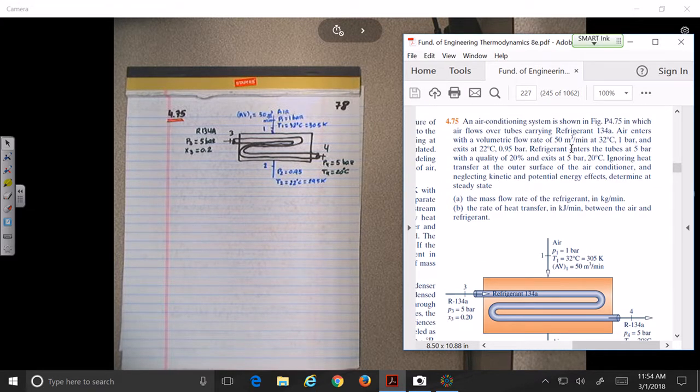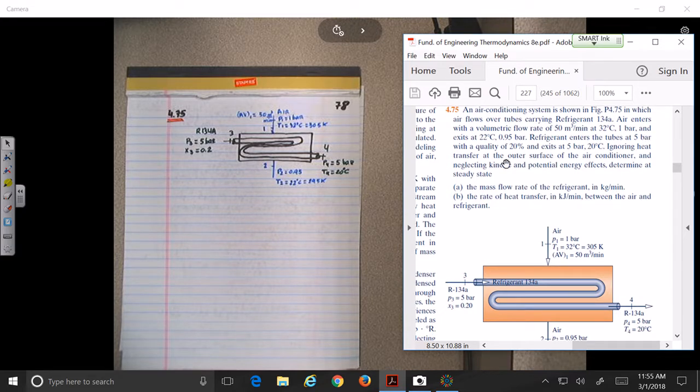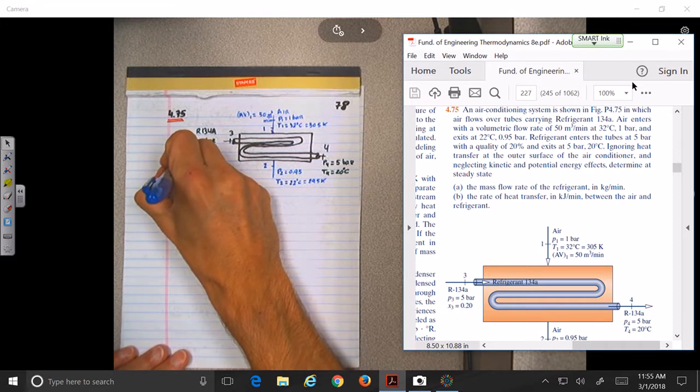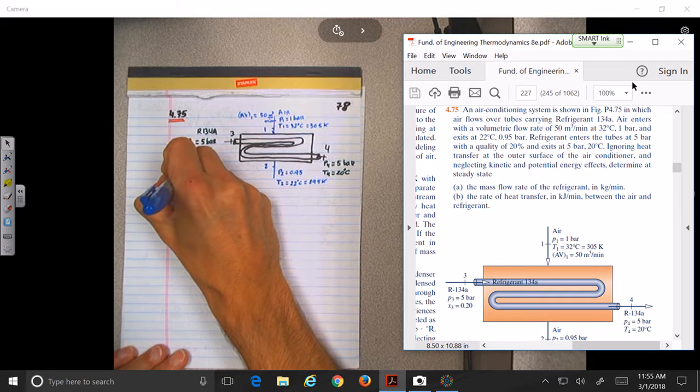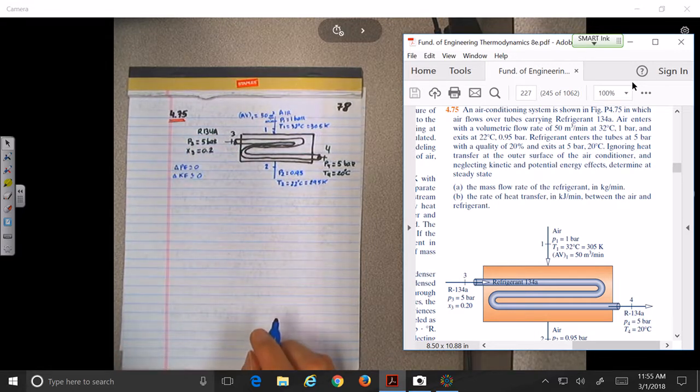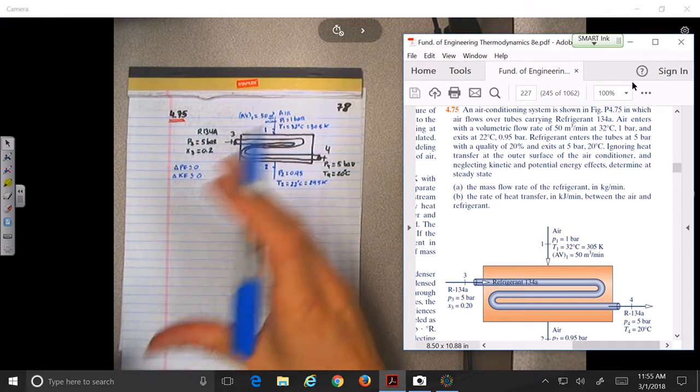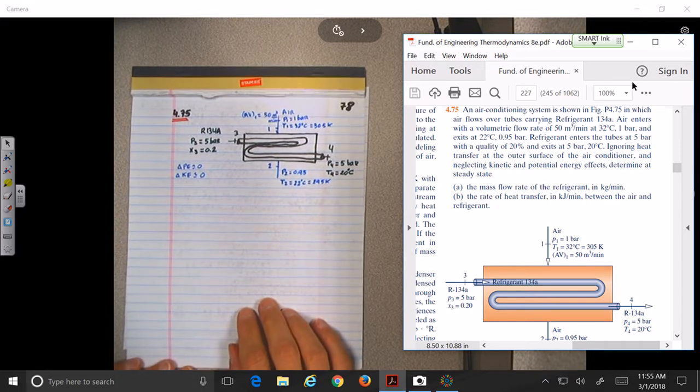So let's see. An air conditioning system is shown in figure 4.75, in which air flows over tubes carrying refrigerant 134A. Air enters with a volumetric flow rate of 50 at 32 degrees Celsius, 1 bar, and exits at 22, 0.95. Refrigerant enters the tube at 5 bars with a quality of 20 percent and exits at 5 bar at a temperature of 20. So no additional information. Ignoring heat transfer at the outer surface of the air conditioner and neglecting kinetic and potential energy effects, determine. So basically we can add over here: neglect potential energy, neglect kinetic energy. What they're trying to say is that imagine this system is insulated, okay? It's not absorbing heat from anywhere.